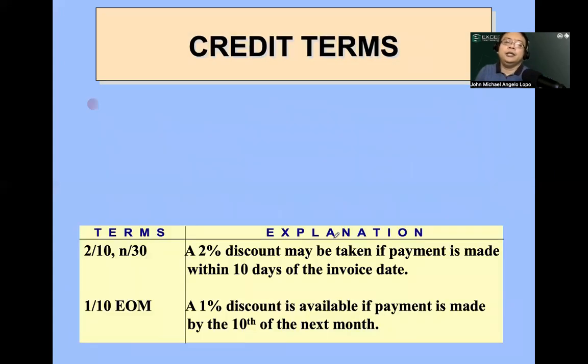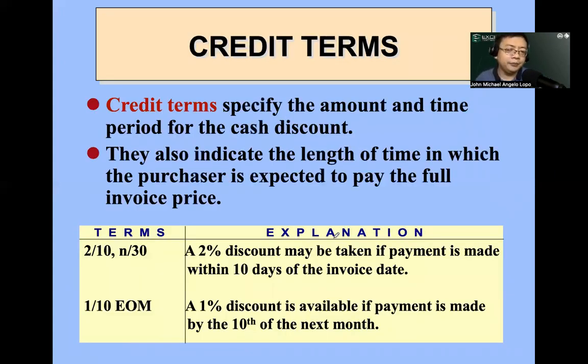Alright, these are sample terms, class. For 2/10, n/30, you have 2%, and you can pay it within 10 days, with the balance due in 30. For 1/10 EOM, 1% is available if the payment is made within the period.